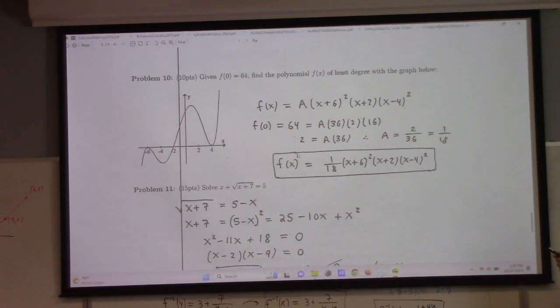But anyway, so here we have x plus 6 squared because of the bounce there, x minus 4 squared because of the bounce there, x plus 2 because it crosses at minus 2. And then we need a coefficient out front to match the y-intercept. And when you plug in 0, you get this, which simplifies to 1/18.